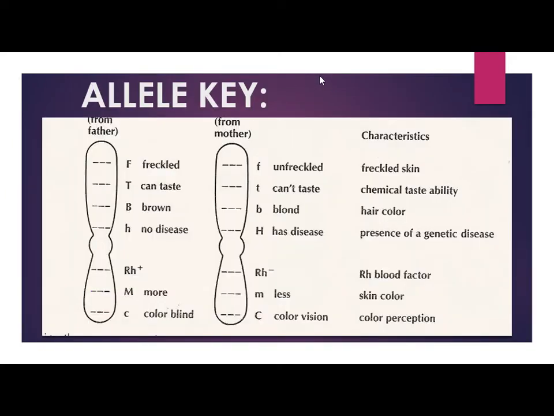Okay, here's the allele key. If you look at these alleles, the first one on the left comes from the father, the one on the right comes from the mother, and the characteristics on the right just explain what's happening. So if it's a capital letter F, then the kid will have freckles. If there's two lowercase f's, then the kid does not have freckled skin. So the characteristics are just explaining what each of those genes means.